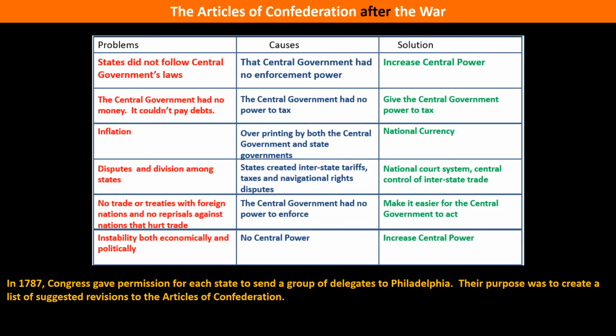The problem ultimately led to a nation of instability and potential conflict. Because of that, Congress gave permission for each state to send a group of delegates to Philadelphia. Their purpose was to create a list of suggested revisions to the Articles. And that's where we'll start our convention.